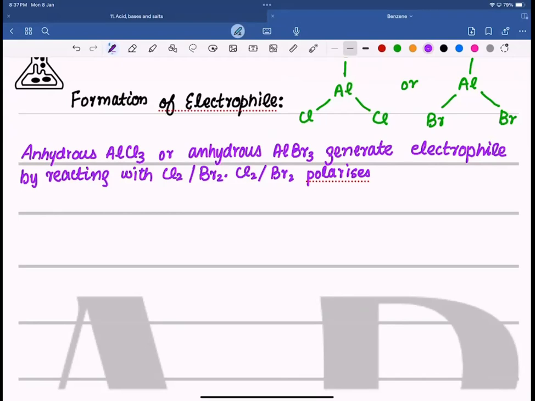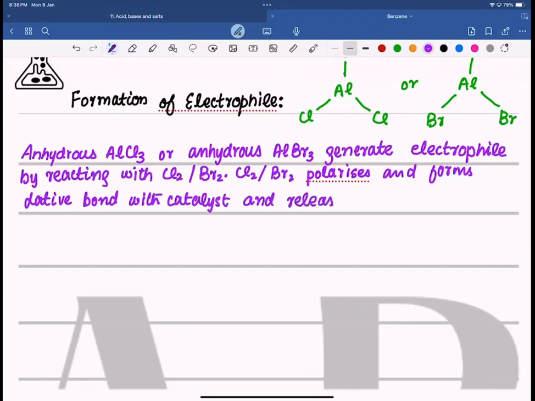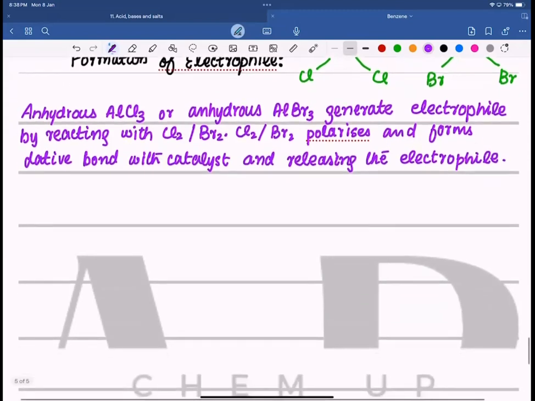Okay. So the chlorine or bromine molecule polarizes and forms a dative bond with the catalyst, releasing the electrophile. So let's see what will happen.